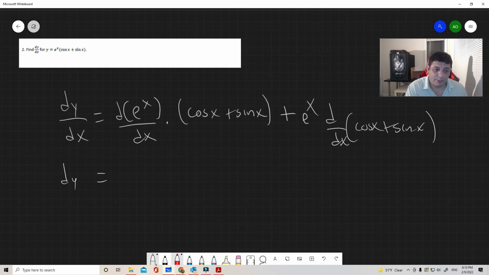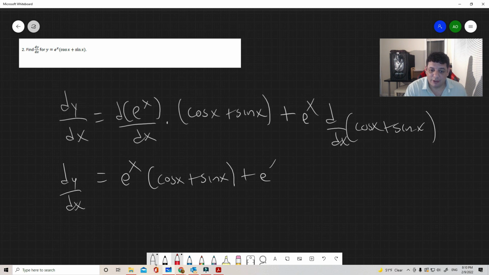Now the derivative with respect to x of e to the x is just e to the x, and we're left with e to the x multiplied by cosine plus sine. Now on this other side we have e to the x times the derivative of this. Now this is a sum, so we're going to use the derivative of the sum. Derivative of cosine is minus sine, and derivative of sine is cosine.